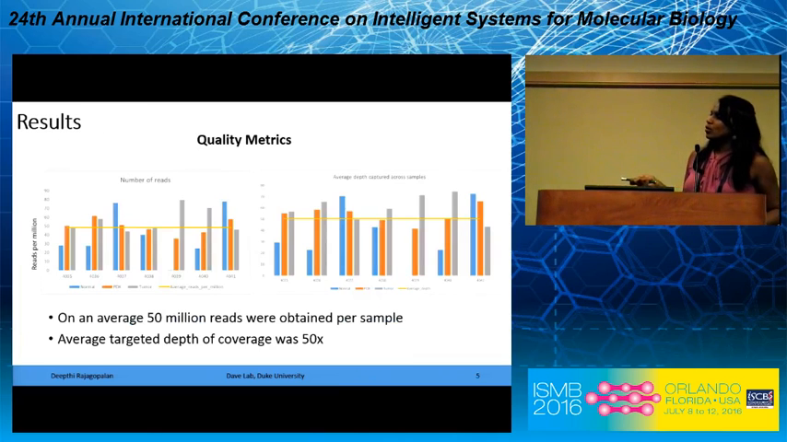So speaking about the quality of our data, from the graph on the left, you can see that on average, we got about 50 million reads. And from the graph on the right, you can see that our average targeted depth of coverage was 50x.